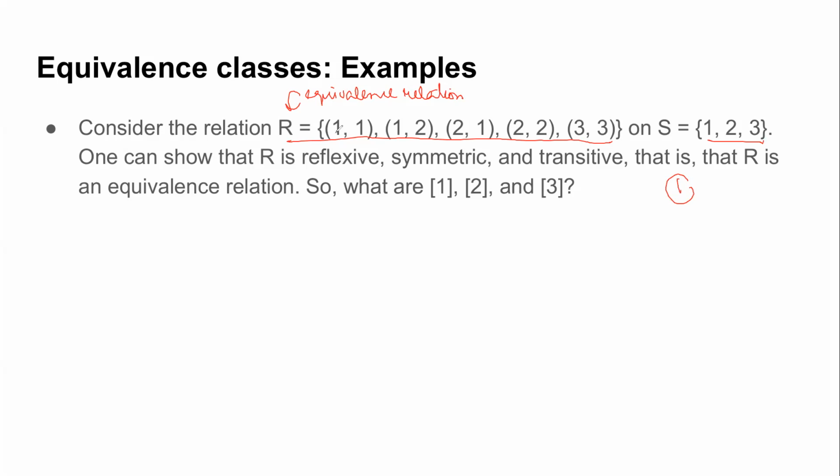Excellent, it is, right? Because why is it reflexive? You have 1 comma 1 there, 2 comma 2, 3 comma 3, so it is clearly reflexive. And for all the ordered pairs of form A comma B, B comma A is there, so it's symmetric. And it's transitive also because 1, 2, 2, 1, 1, 1 is here. So all possible transitive pairs are also covered. Okay, so fine. It is an equivalence relation.